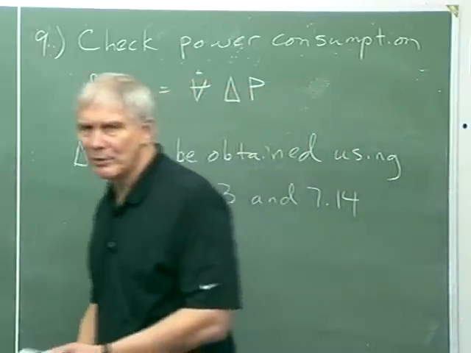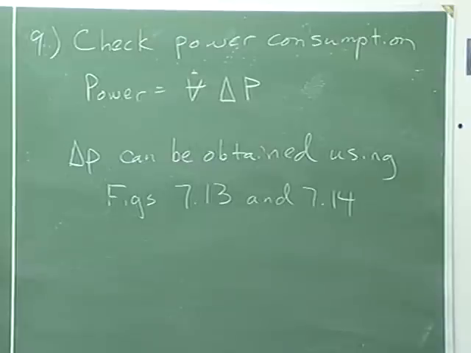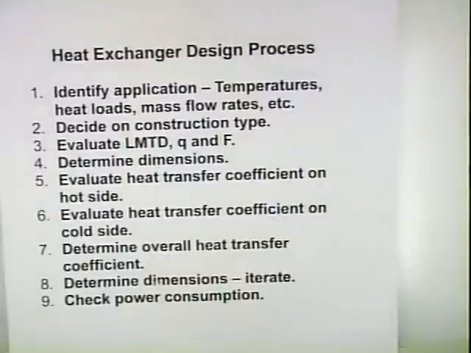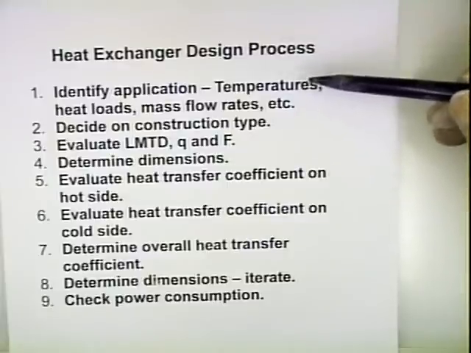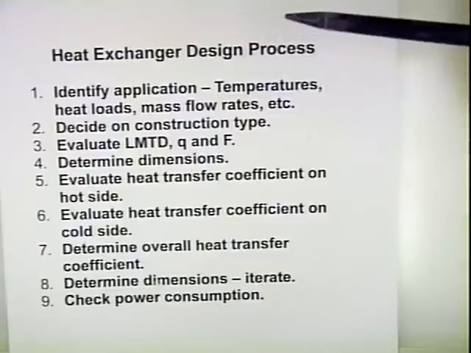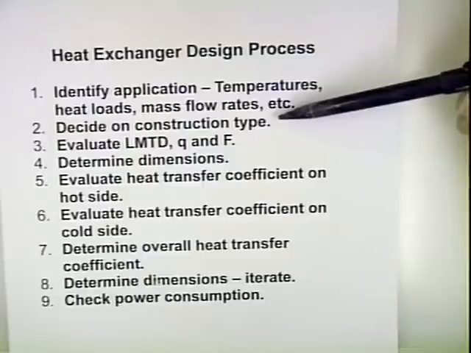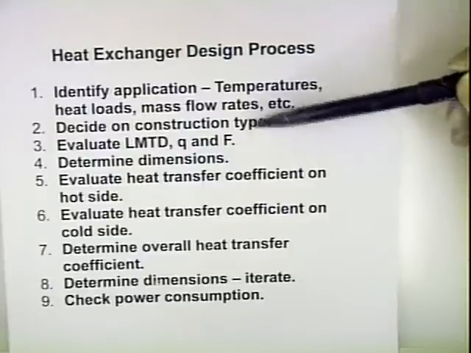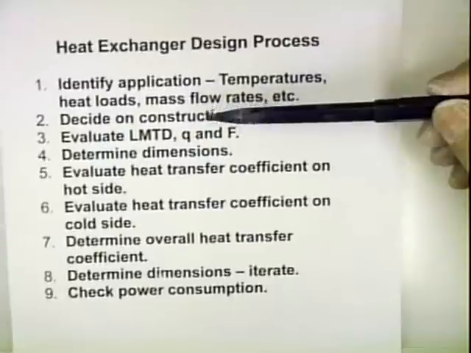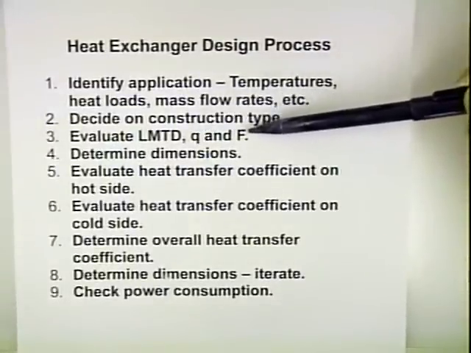So I just want to recap the design process now. We'll go back over here to the overhead, just to remind you of what we've done. Remember, we started by identifying the application. That was to get the mass flow rates, temperatures, anything else that would be specified, heat loads and so forth. We decided on the construction type, and in this case, we picked the shell and tube, but you might pick some other kind of heat exchanger. In our case, we evaluated the log mean temperature difference. We got the heat rate, and since it's a shell and tube, we also needed a correction factor. If you have a different type, you might not need the correction factor.